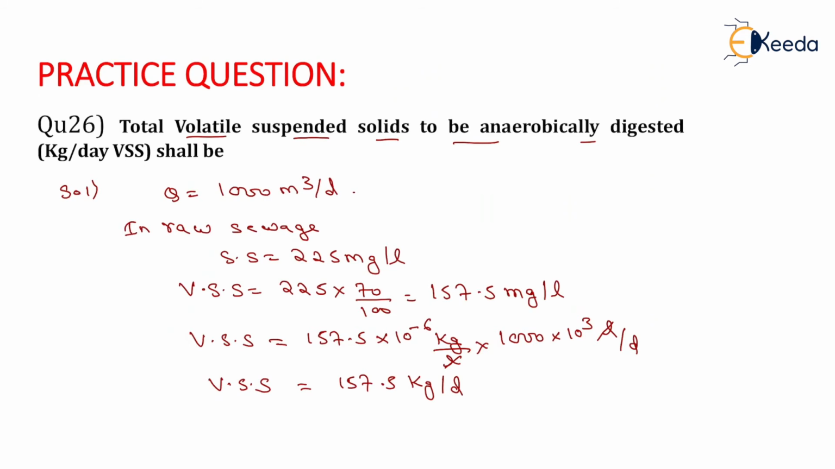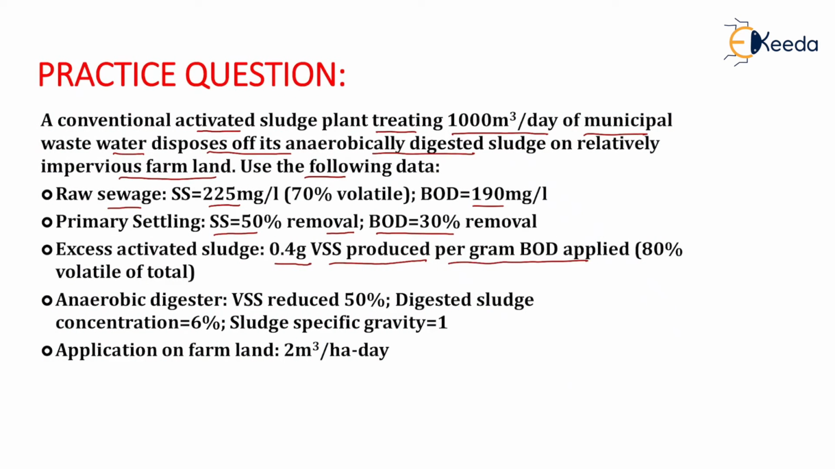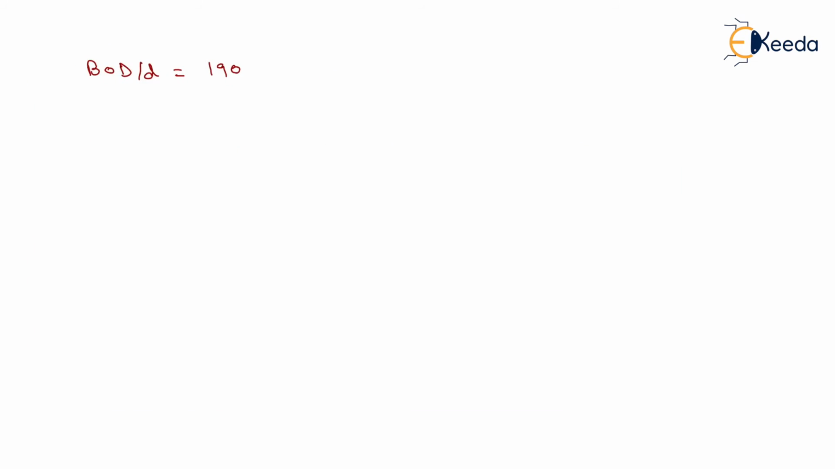Clear? Now we have the BOD which is removed per day. It will be equal to 190. It is clearly written here that the BOD is 190 milligram per liter. Now we want the total BOD in kg on a per day basis. So we multiply 190 into 10 to the power minus 6, which converts it into kg per liter, and by multiplying with the discharge, 1000 into 10 to the power 3, it is converted into liter per day. Liter to liter cancel out, and it is equal to 190 kg per day. That will be the BOD.